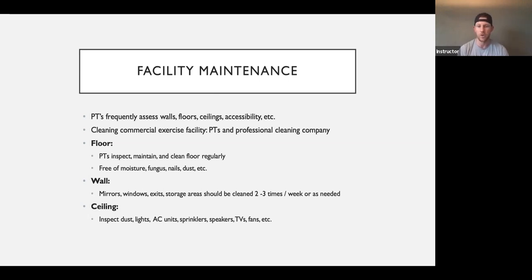The lights, the AC units are working, TVs are clean, right? We don't want dust particles falling on people while they're trying to breathe heavy. That could cause some issues as well. So just being aware of the cleanliness of the facility.